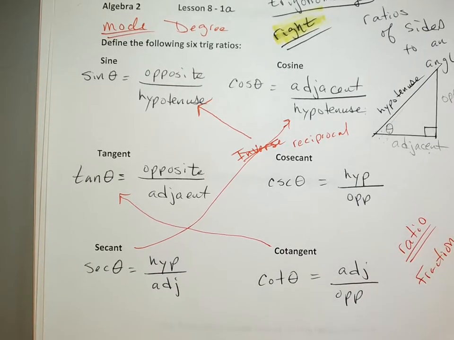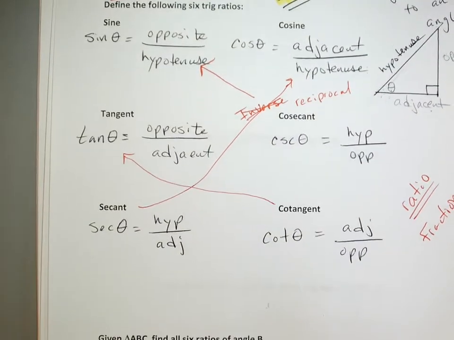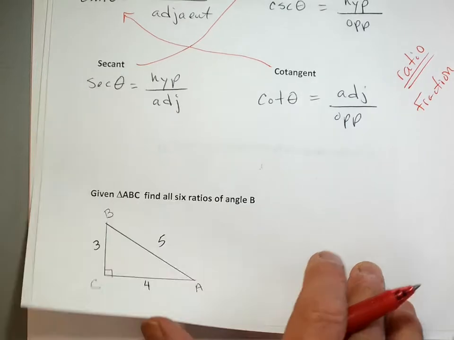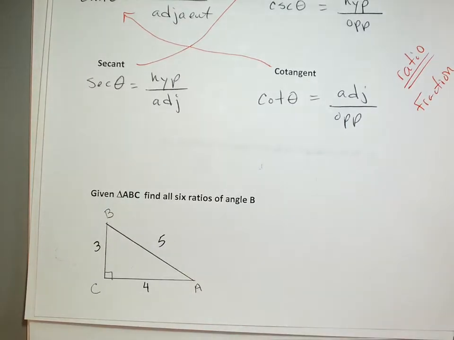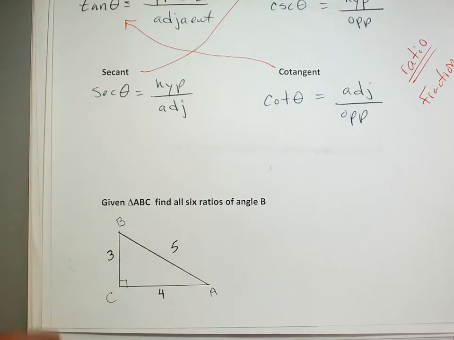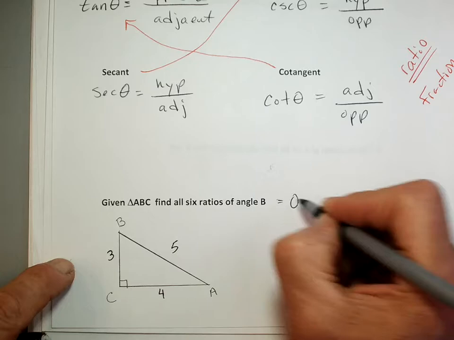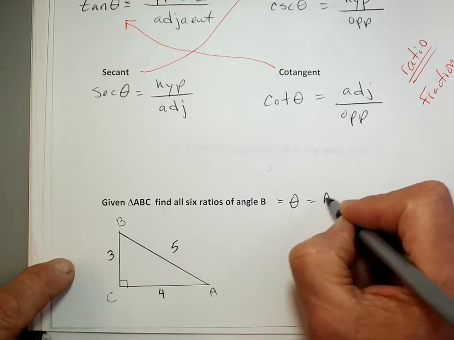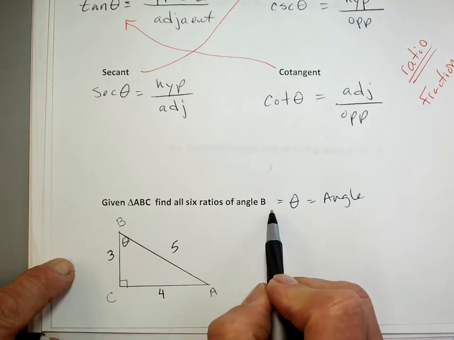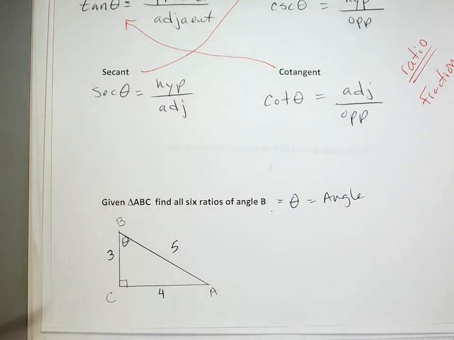Okay, now let's go ahead and take a look at triangle ABC. Find all 6 ratios from angle B. So angle B is the angle I'm looking for. Let me call it theta, right? Because theta is my symbol for angle. So everything starts from your angle because then you get your names.